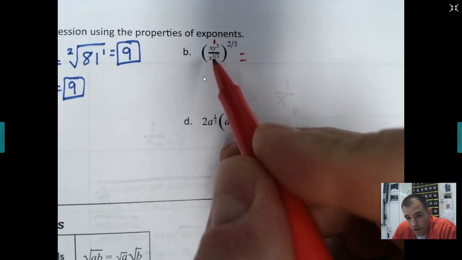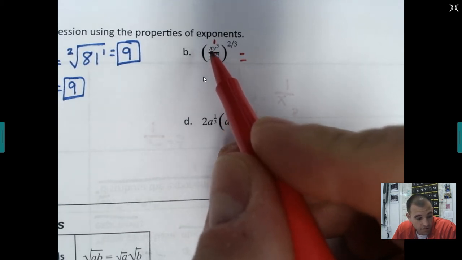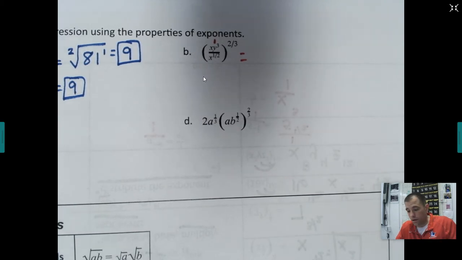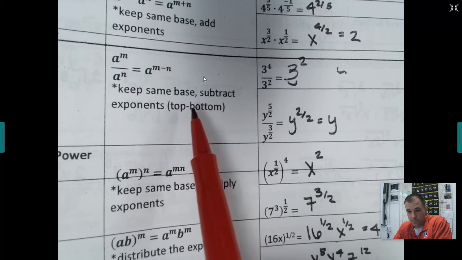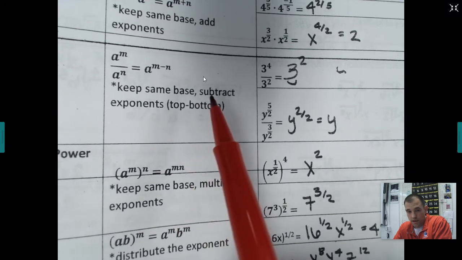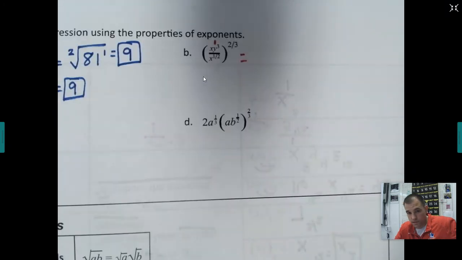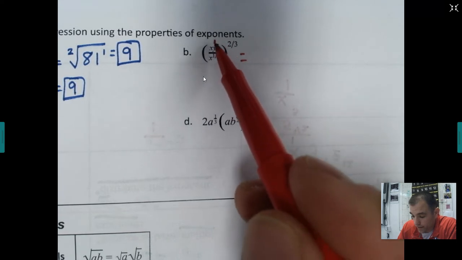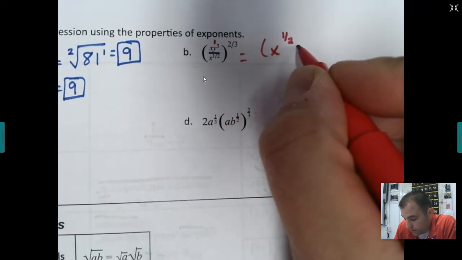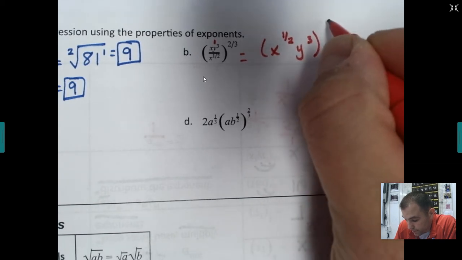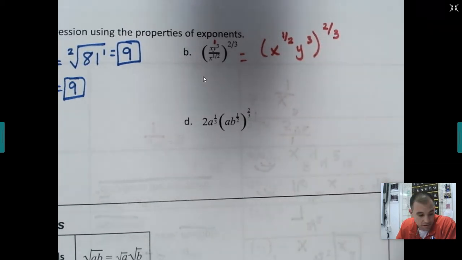So whenever I divide, if you remember back to our very first page that we just talked about, whenever we divide, we subtract the exponents. So if I subtracted 1 and 1/2, I would be left with x to the 1/2. The y to the third doesn't have anything to go with it. There's nothing I can do with the 3 yet.